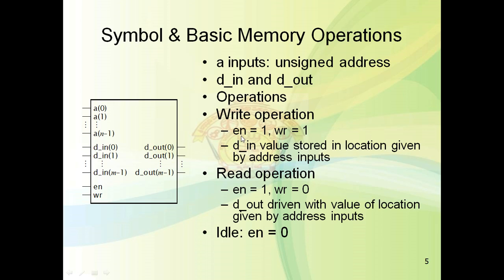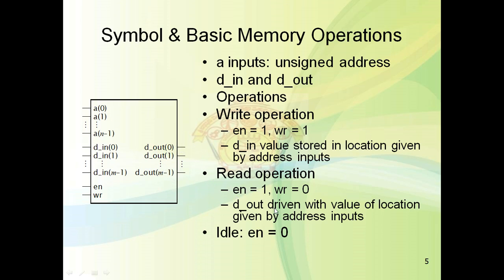In the write operation we have to make enable equal to 1, we have to select the memory, and the write pin equal to 1. So whatever the data on the input data lines, that will be stored at the address given by the address lines. The next operation is the read operation. In the read operation, we again enable the memory, and then we make the write input signal equal to 0. So it will assume that it is a read operation, and hence the data at the address location will be moved onto the output data lines.